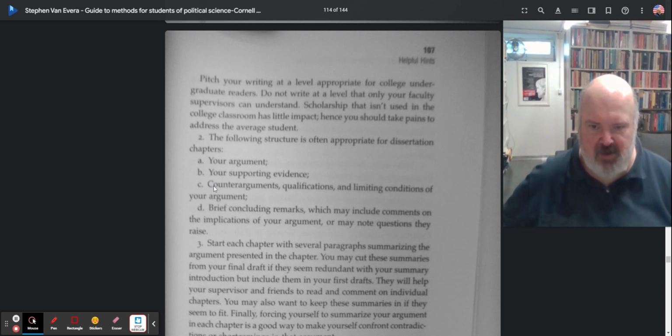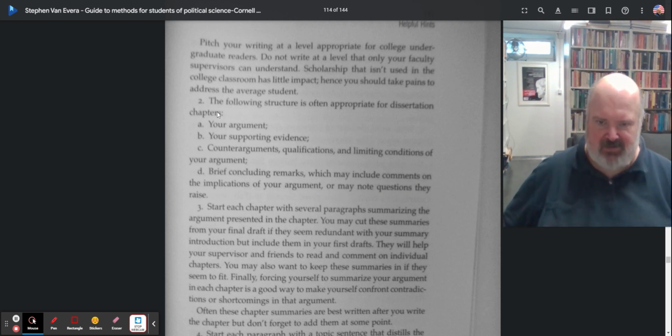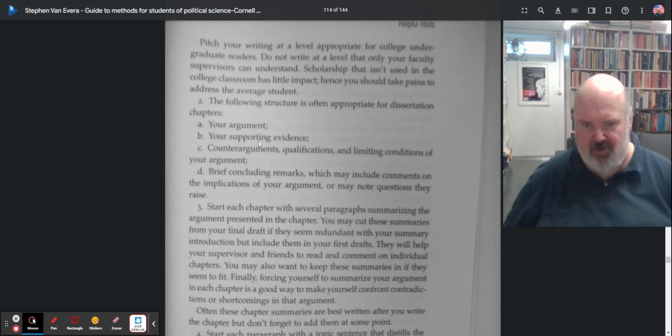Two, the following structure is appropriate for dissertation chapters. A, your argument and your supporting evidence. B, counterargument, qualifications and limiting conditions. C, brief concluding remarks, which may include comments on the implications of your argument or may note questions it raises. This is the structure of a chapter: your argument, your supporting evidence, counterarguments, qualifications, admitting things, and that's how your chapter should go.